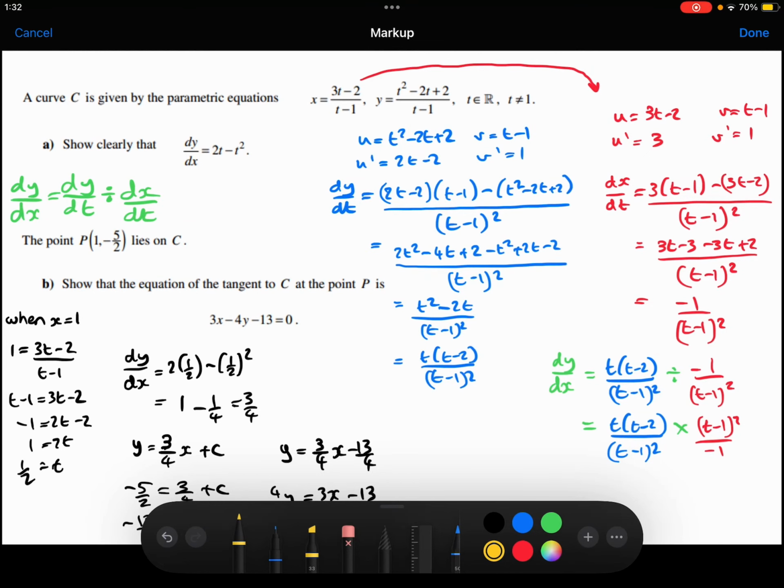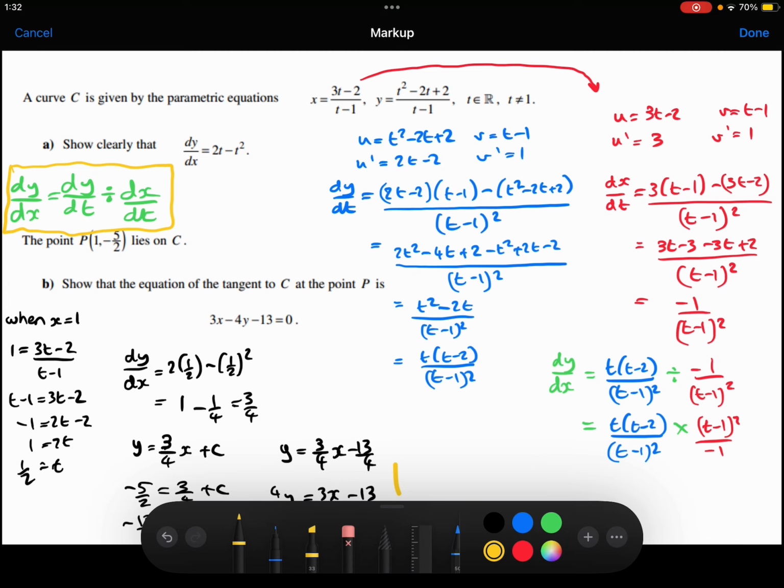I've already shown most of my working out on the screen here, and I'll just talk you through it. So we have the two parametric equations here, and we need to show that the gradient function is 2t minus t squared. So we know parametric differentiation: we're going to differentiate the y with respect to t, and then differentiate the x with respect to t, and then divide them.